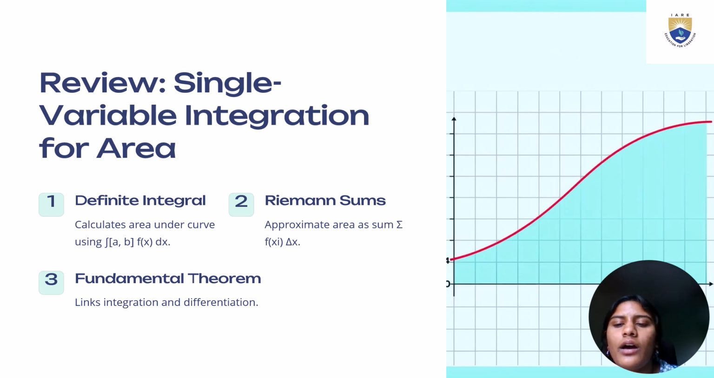Then we have Riemann sums. These approximate the area by adding up little rectangles under the curve, which is the sum of f of x i delta x. And of course the fundamental theorem of calculus connects differentiation and integration, making calculations much easier.